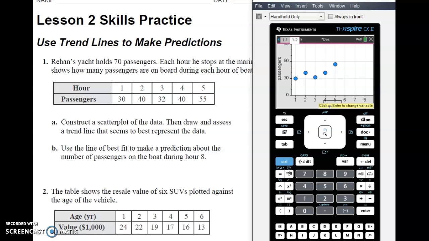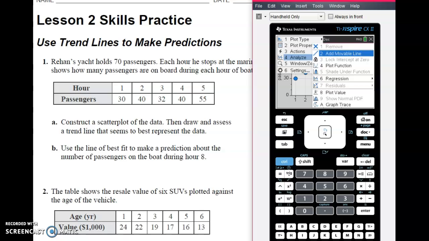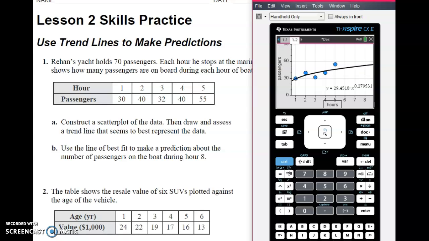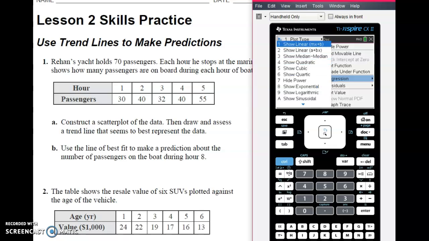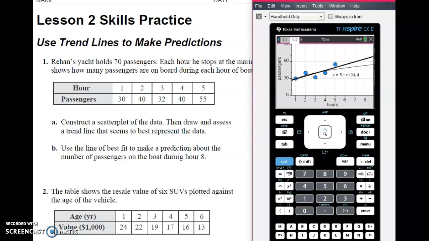Alright, so now we're going to make a trend line. You're going to press menu. We want to analyze our graph. We are going to do a regression. Oi! I pushed the wrong button because I don't want that kind of regression. Menu. Analyze. 6. And then I want a linear regression in the form of y equals mx plus b. So that's going to be the dark line. And this is the equation of the line, which is y equals 5x plus 24.4.